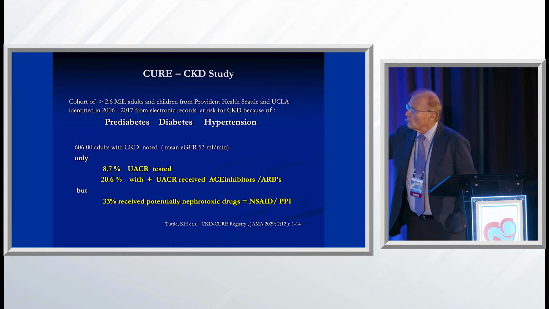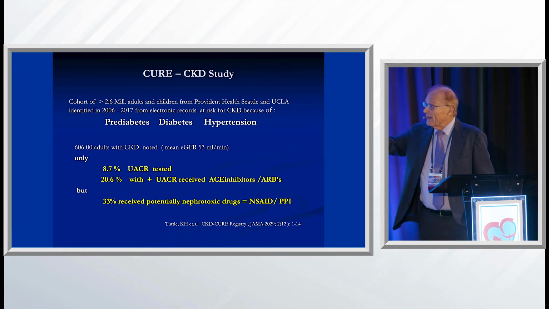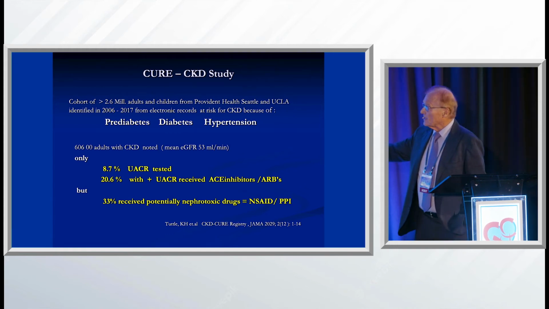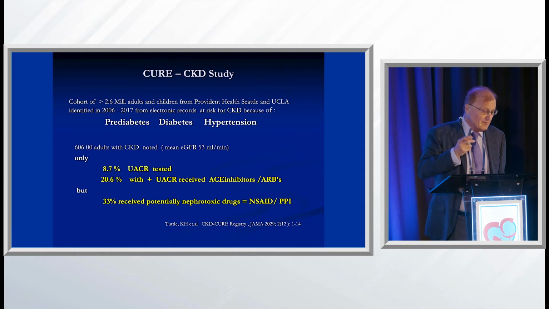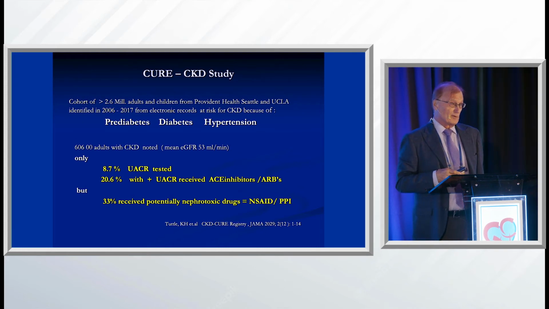I can't believe it. Fewer than 1 out of 10 who had CKD ever had a urine albumin creatinine ratio. And even of the ones who were tested, only 1 out of 5 received an ACE inhibitor or ARB. And my favorite complaint is that if you think you can give somebody 50 of losartan or 20 of lisinopril or maybe 150 of irbesartan and you're doing anything for albuminuria, it's diddly squat. You may as well spit in the ocean.